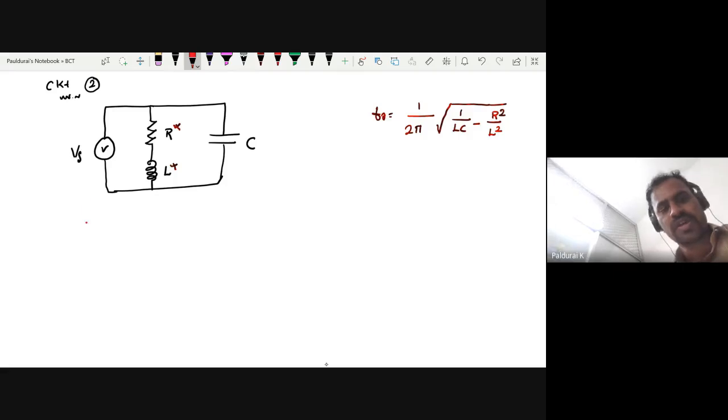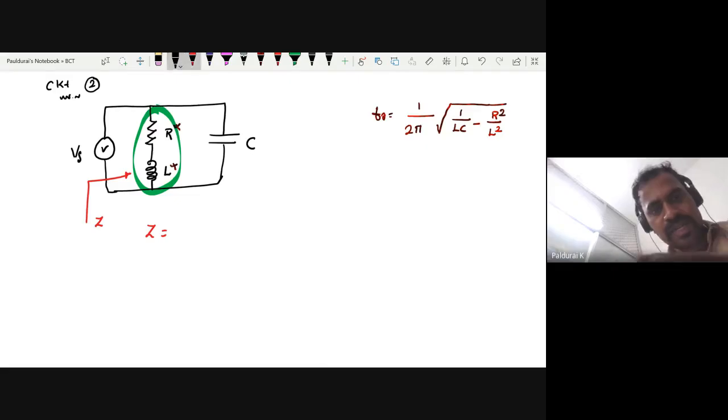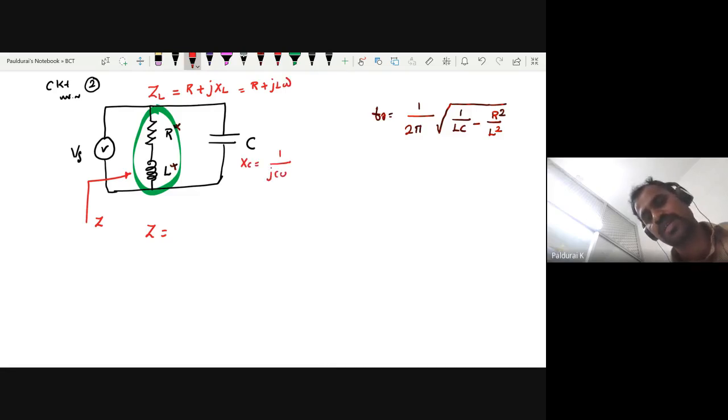So here also, I want to calculate this impedance Z. You are having real and imaginary parts. Let me take this as my ZL, which is equal to R plus J times XL, where the real part is R since both are connected in series, and XL equal to L omega. So R plus J times L omega. Here XC equal to 1 by J C omega.